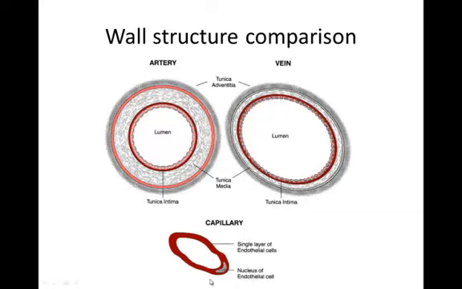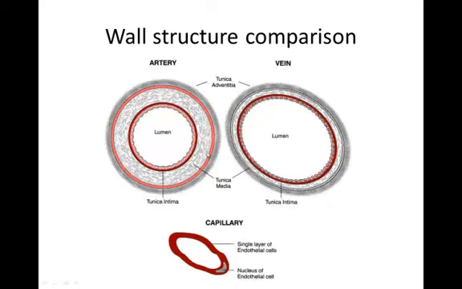Might be just a little misleading here. But the capillary, it's a cross section through the capillary, and red blood cells would be in here. So tunica intima alone. Here's the tunica intima in an artery, tunica intima in a vein, very similar. But now if we look at the tunica media, totally missing in the capillary, but in the artery, look how thick the tunica media is.